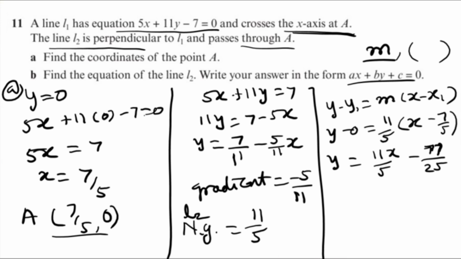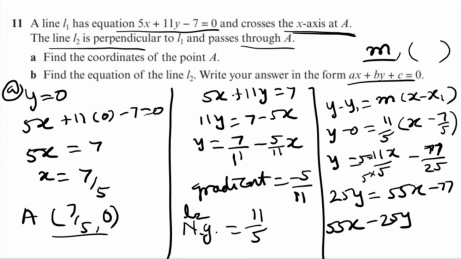So I will take 25 as the LCM and multiply to the other side. So that will give me 25y is equal to 55x, because I have to times it by 5 both sides to make a 25, minus 77. And if I rearrange it, 55x minus 25y minus 77 is equal to 0. So this is my equation of line L2.